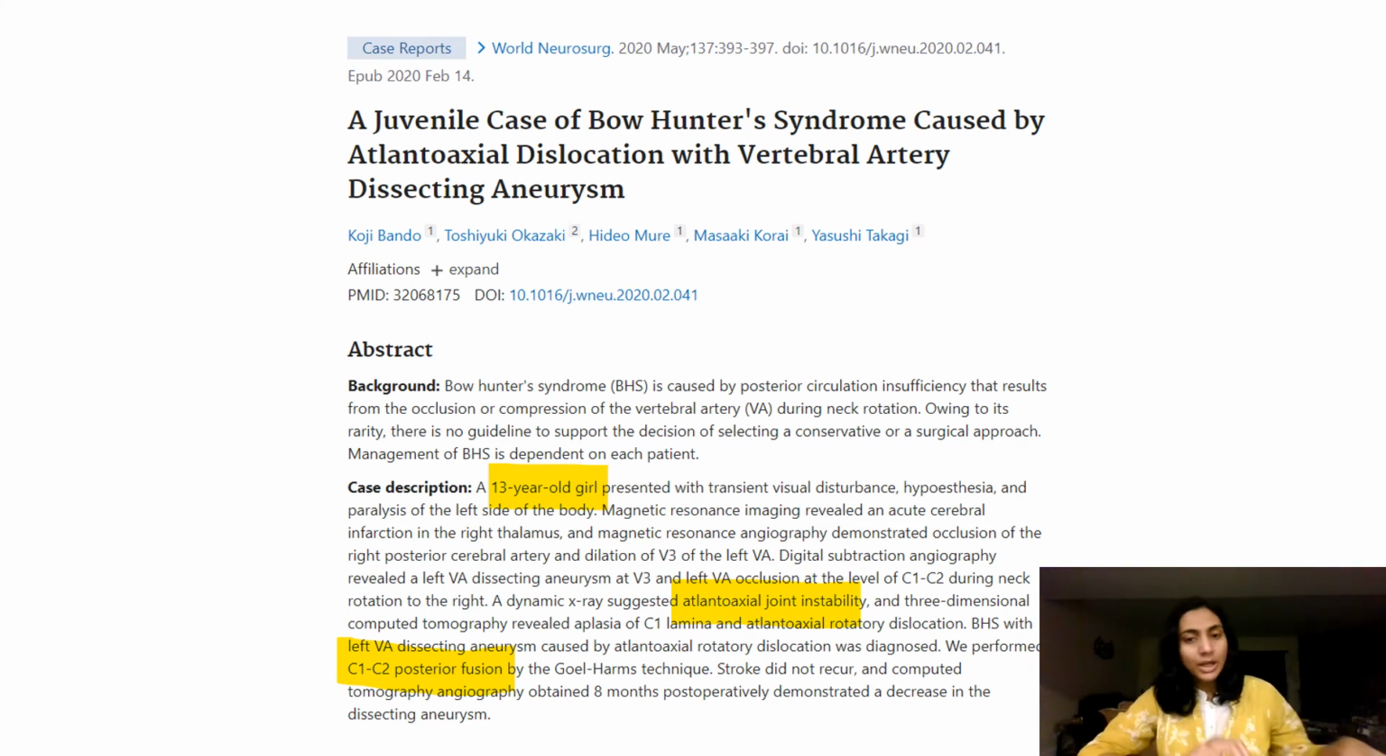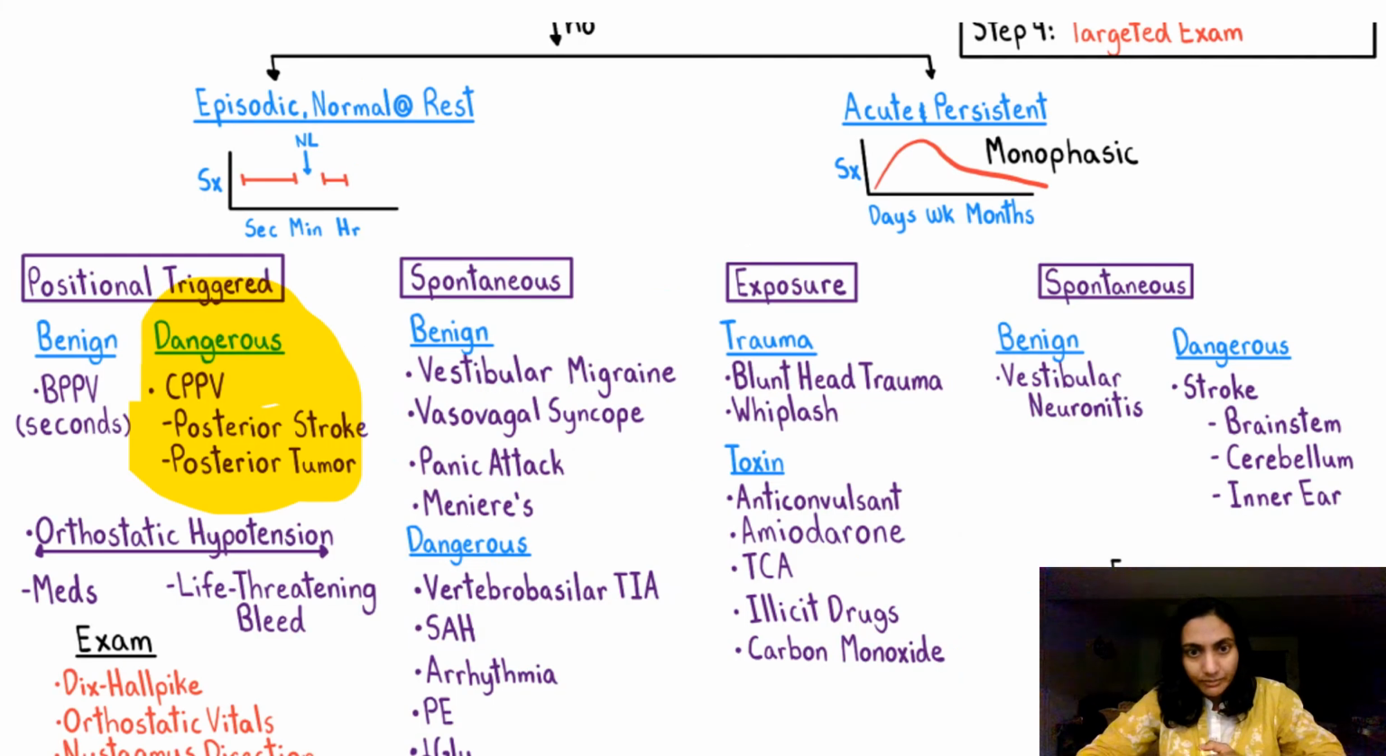Now, if we look back to our original schema, we will find that the classification of vertebro-basilar transient ischemic attack, TIA, is not included with the positional triggered bucket, positional triggered episodes of vertigo. However, in the case of the 13-year-old girl who presented with paralysis of the left side, transient visual disturbances, and was eventually found to have a thalamic infarct, that line between vertebro-basilar TIA and the other kind, the Bow-Hunter syndrome, which we are clubbing with central vertigo, can start to blur.